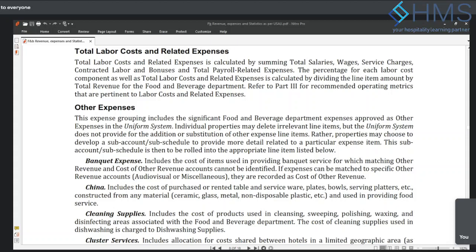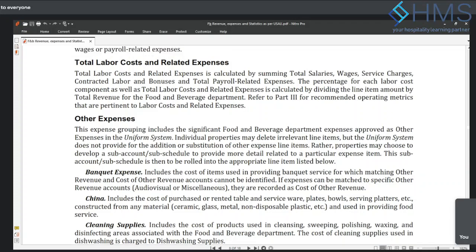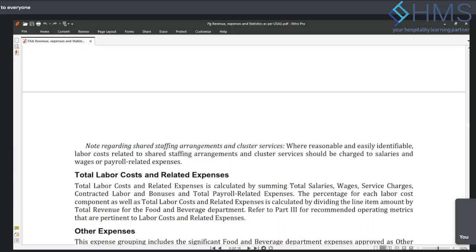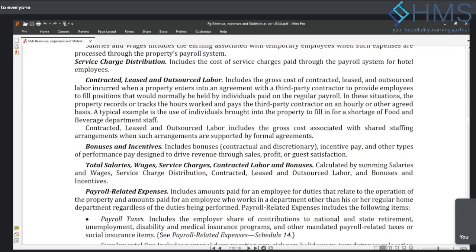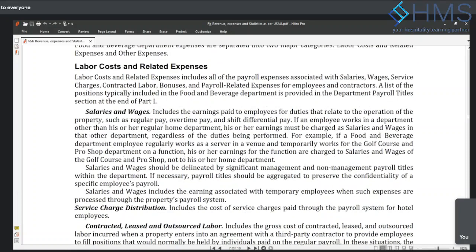Okay. So today we want to talk about two things. One is the F&B expenses and also the other operating departments, right? The F&B expenses are divided into two parts. One is the labor cost, which includes similar things, for example, the salary and wages of the F&B staff.